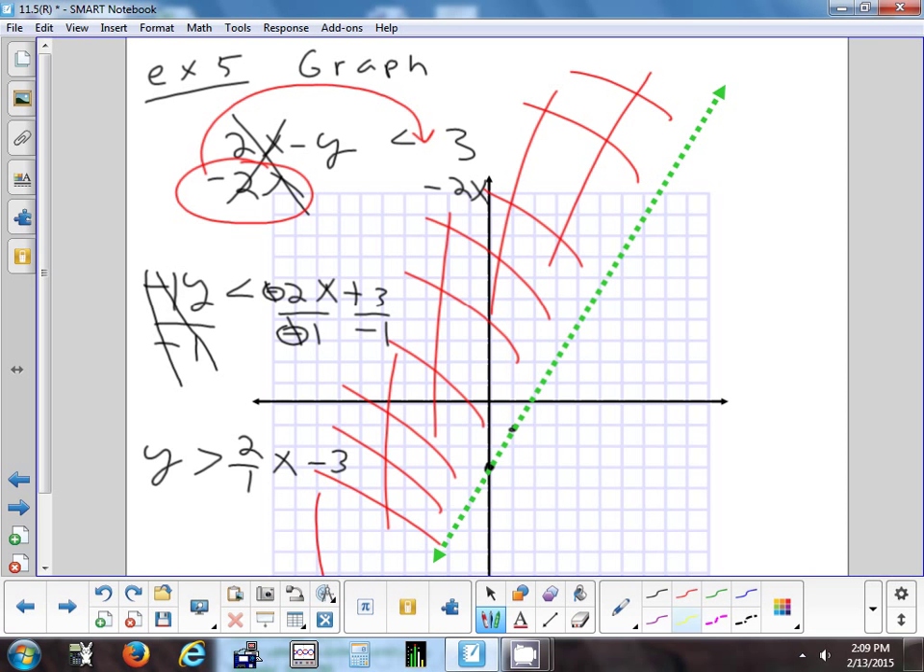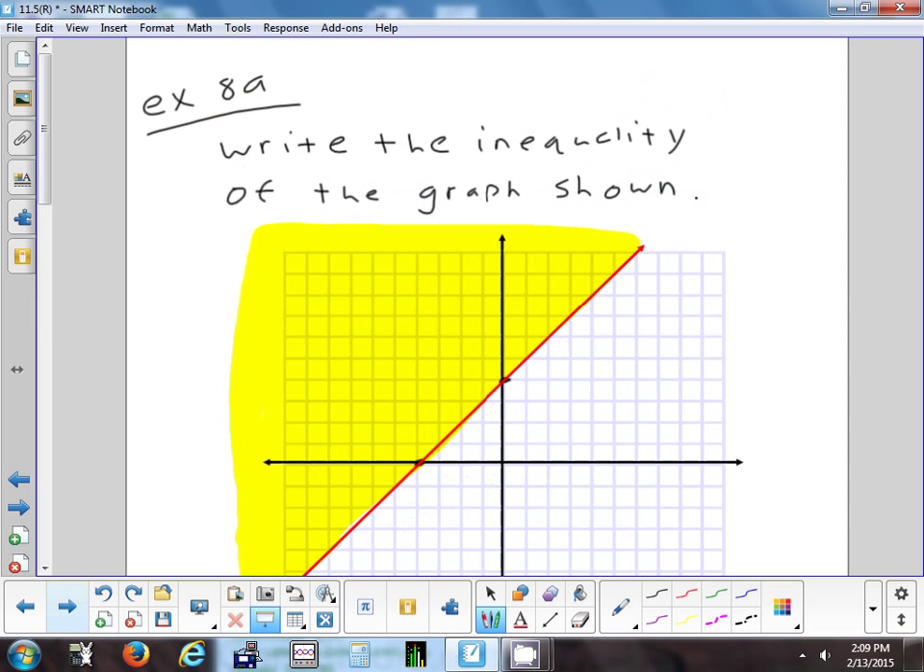Okay, now the last one, then we're done. We're going to switch it up. I'm going to give you the picture. Okay, there's your boundary line. There's your picture. I want to know, what would the inequality be? What do you think I should figure out first? Where your points are. I should figure out my slope. That's good. What else do I need to figure out? Your main point.